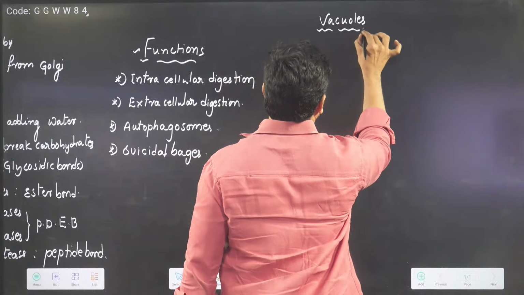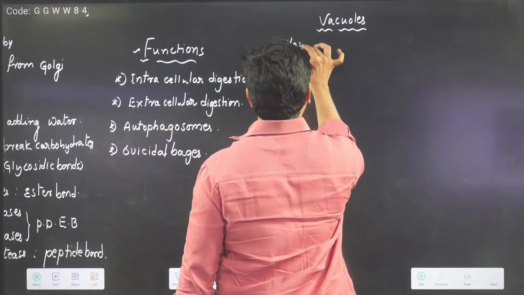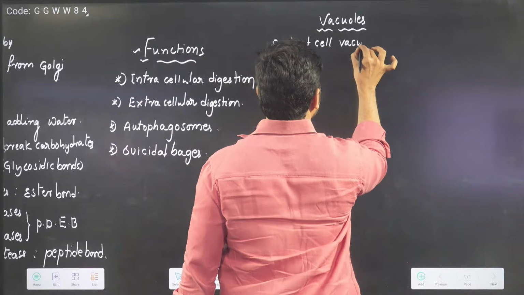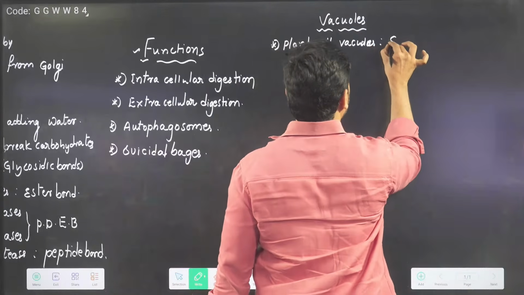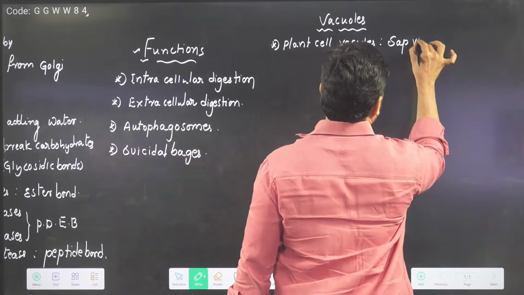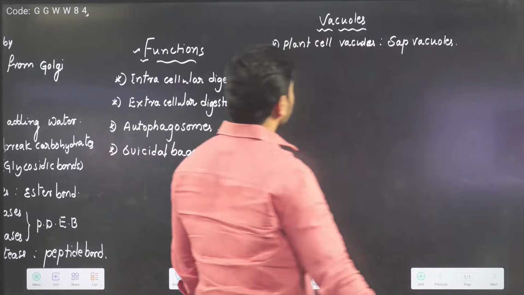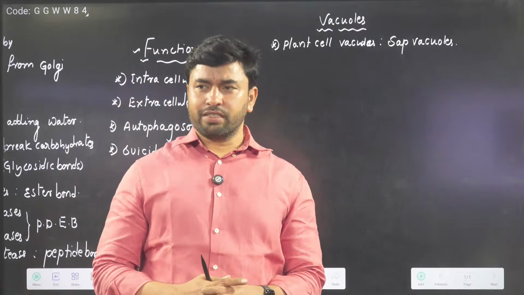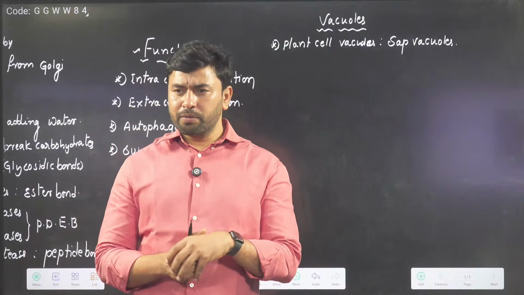Vacuoles. Now I am talking about plant cell vacuoles. Plant cell vacuoles are known as sap vacuoles. Okay. You are saying plant cells are having vacuoles. Excellent. Next question. Do all plant cells have vacuoles?